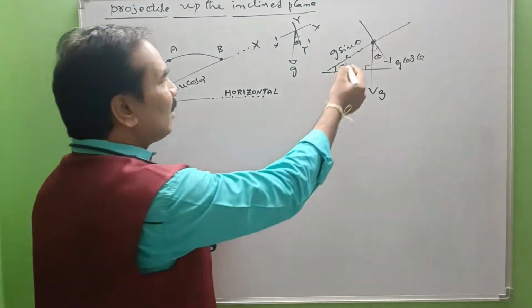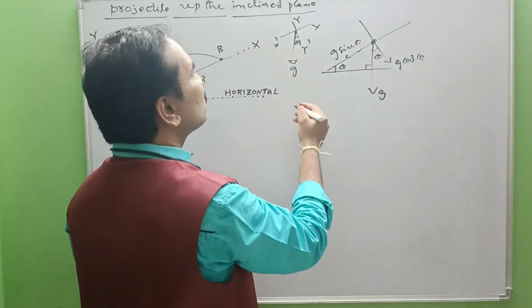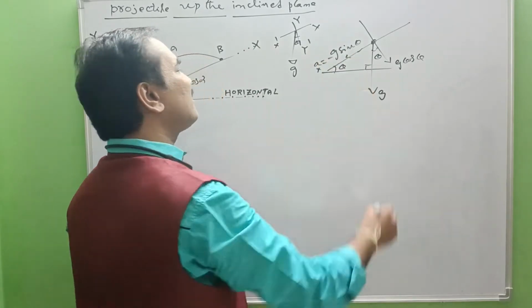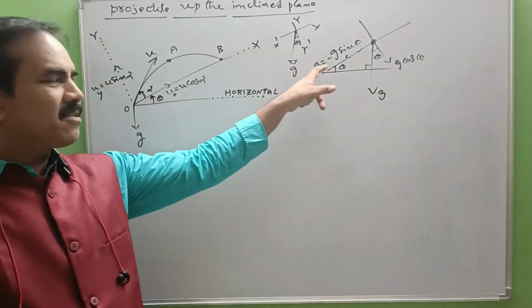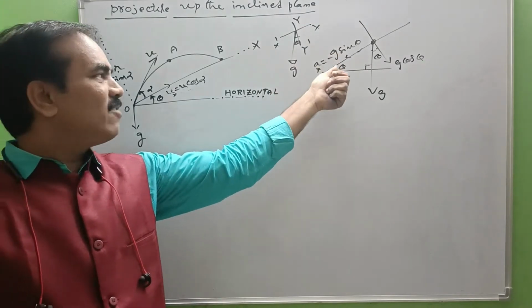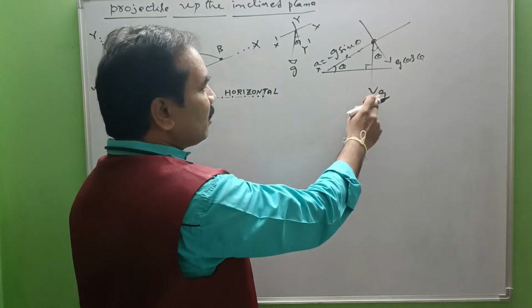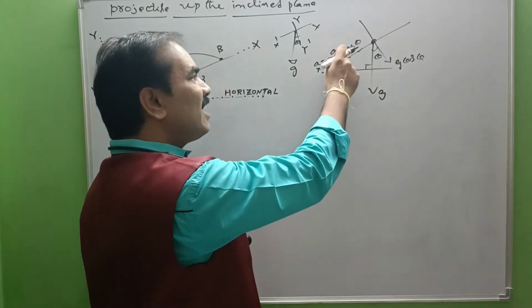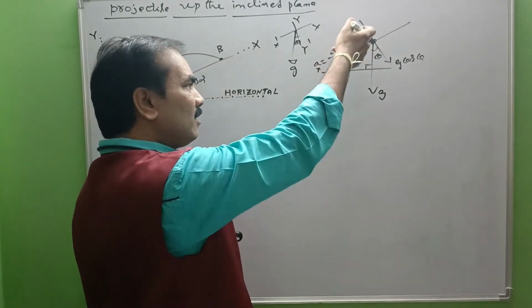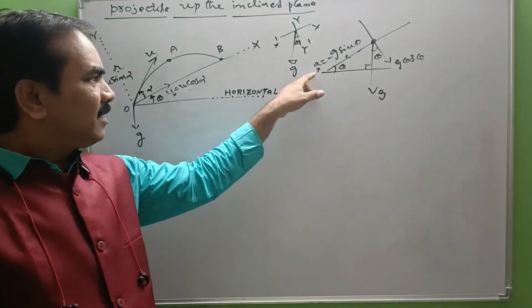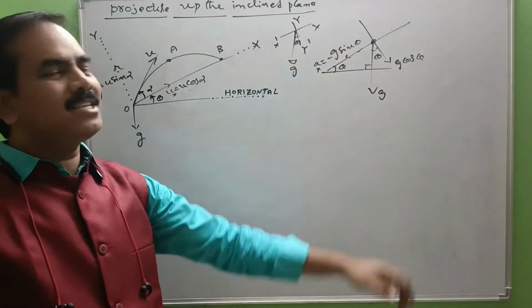See, what is the direction here? X dash. So this is what Ax equal to minus G sin theta. Why is it a negative sign? See, this one is the negative x axis. So this G finds the component G sin theta along the negative x axis. So acceleration along the negative x axis is minus G sin theta.